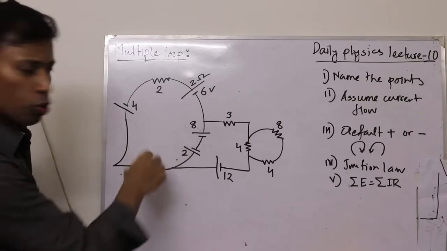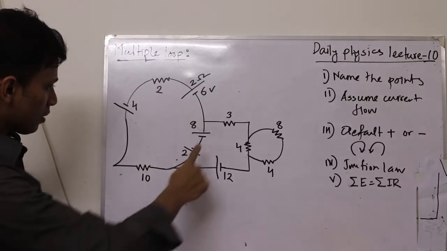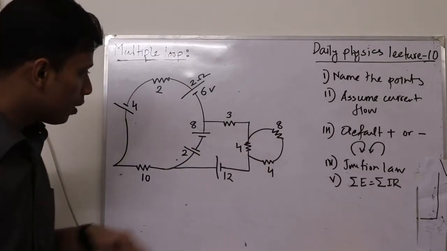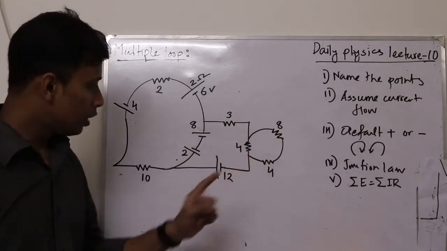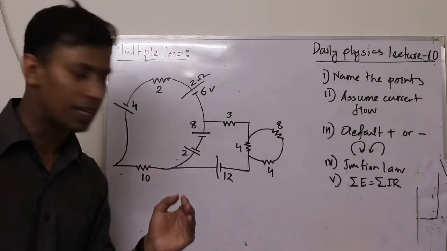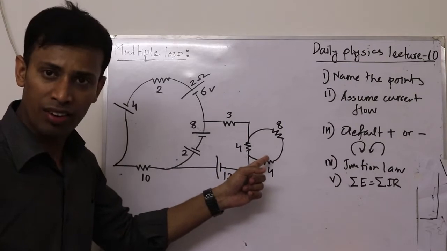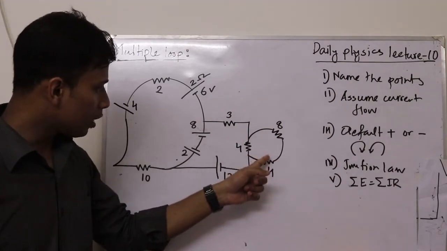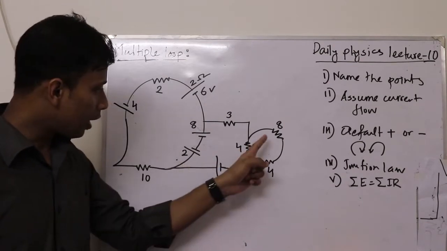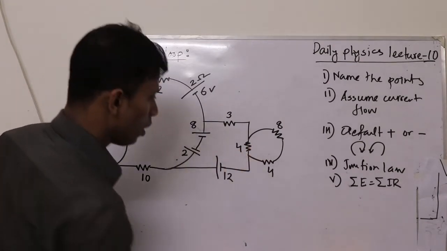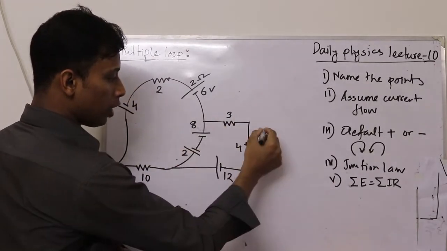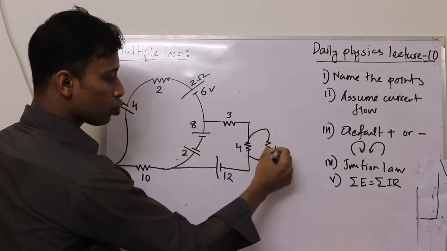This loop contains too many cells and resistances, this middle one also. But here, this last small one, we can see that these two, that means 8 and 4, these lines don't contain any cell, right? So we can take a combination of resistances here. And 8 and 4 means 8 plus 4, it is 12.